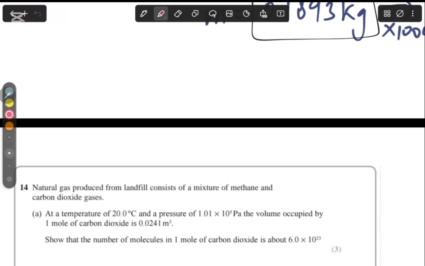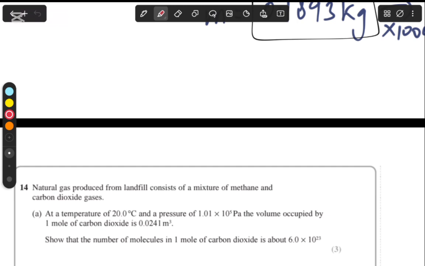Okay, another one is a simple question. Natural gas produced from landfill consists of a mixture of methane and carbon dioxide gases. At a temperature of 20 degrees Celsius and a pressure of 1.01 times 10 to the power 5 Pascal, the volume occupied by 1 mole of carbon dioxide is 0.0421 meter cube. Show that the number of molecules in 1 mole of carbon dioxide is that much.